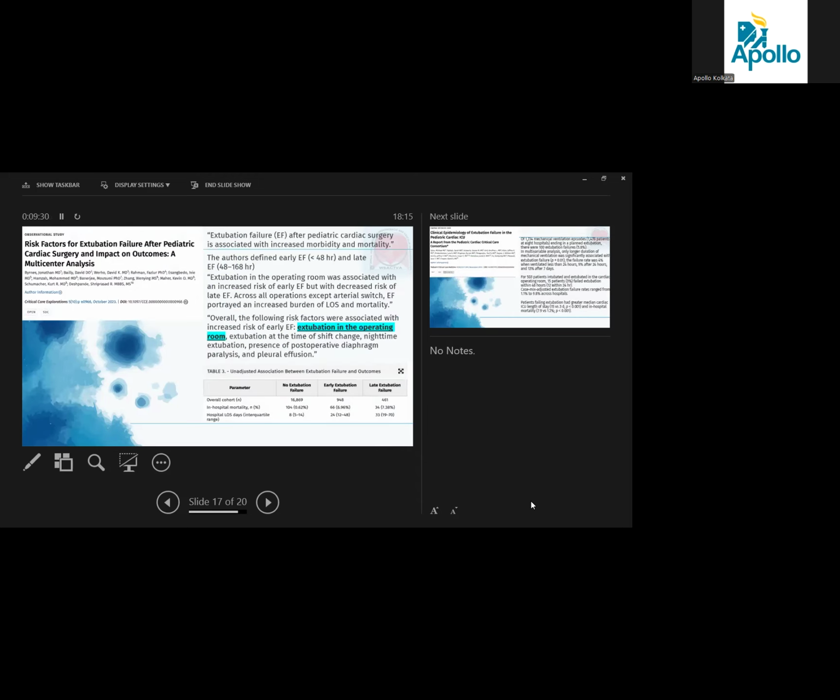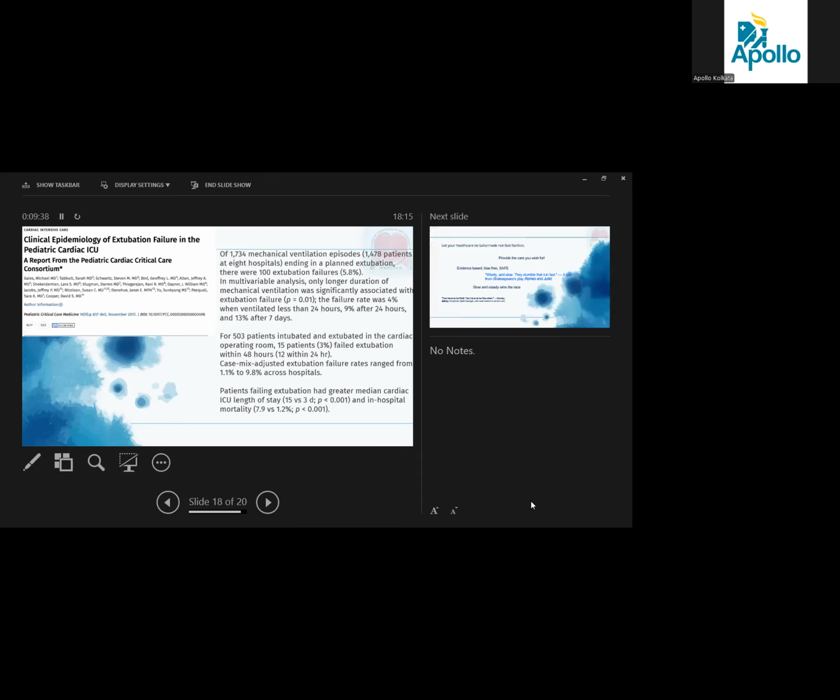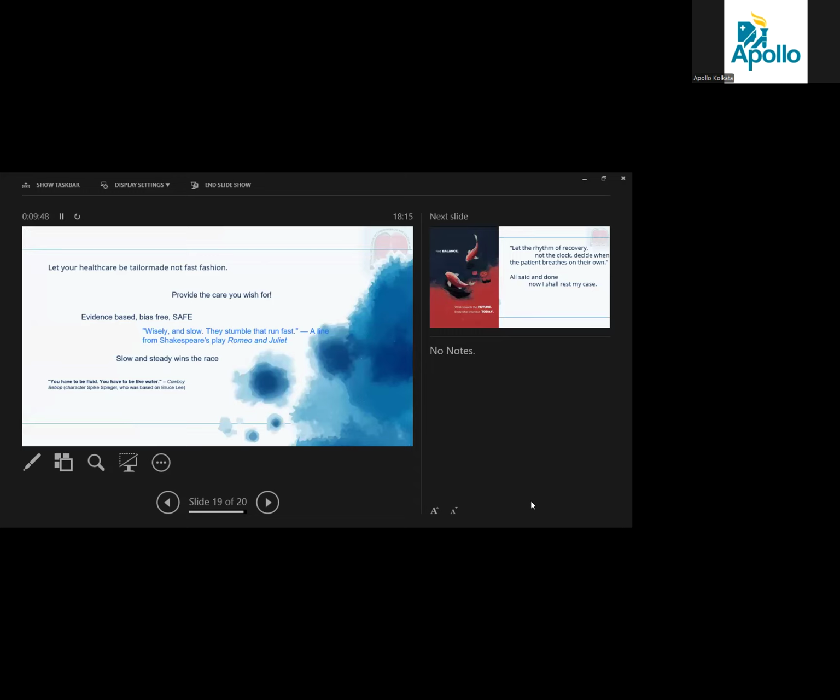And yes, extubation failure in pediatric cardiac surgery again shows fairly poor outcomes when extubating in the OR. And again, another study here, a large consortium, again shows and replicates those results. Yet again, my point here is let your healthcare be tailor-made. Provide the care you wish for, and evidence-based care which is unbiased and safe. And most of all, slow and steady wins the race.